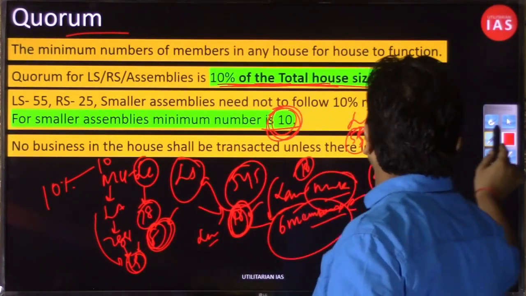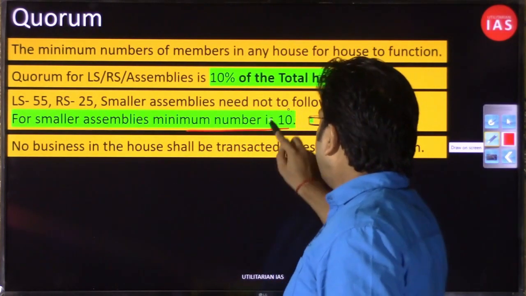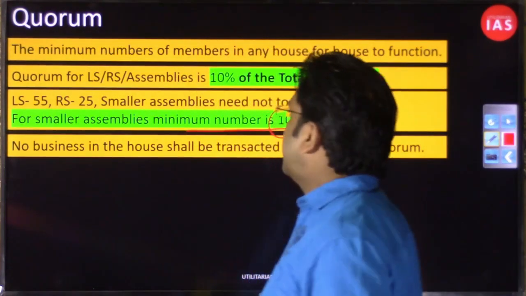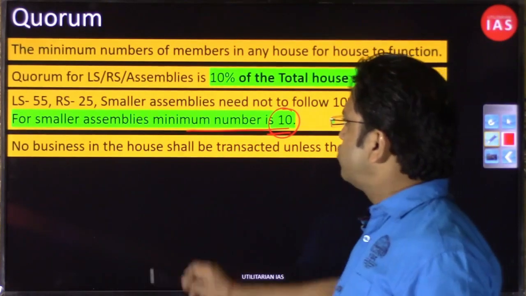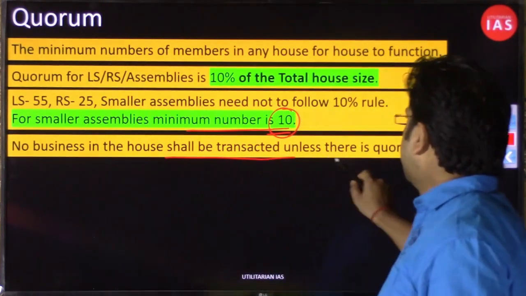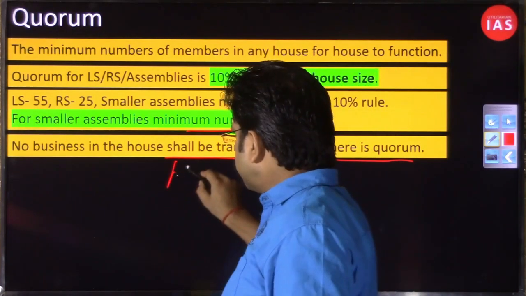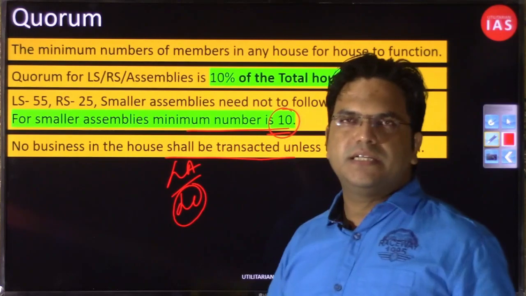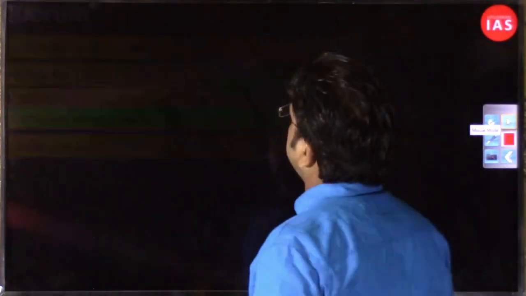I hope you have understood that point. We had discussed it, but why this number needs to remain 10, either 10% or 10, I had not discussed, and that's why this quorum. No business in the house shall be transacted unless there is quorum, and this quorum is applicable not only to the legislative assembly but also to the legislative council, that is the upper house. I hope this vertical you have also understood.